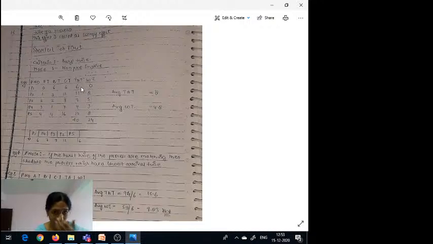So next, find out the turnaround timings. The turnaround time formula is completion time minus arrival time. That means 6 minus 0. Here, the completion time for P2 is 12 milliseconds. Turnaround time means how much time the process is in the ready queue plus how much time the process executed in the CPU. So that is called turnaround time.